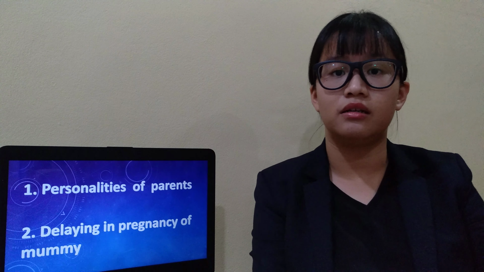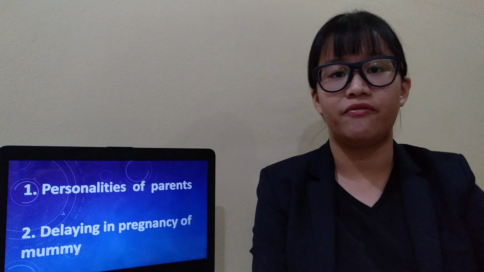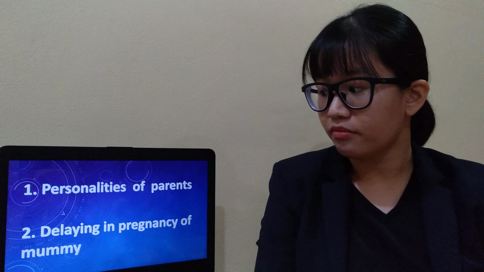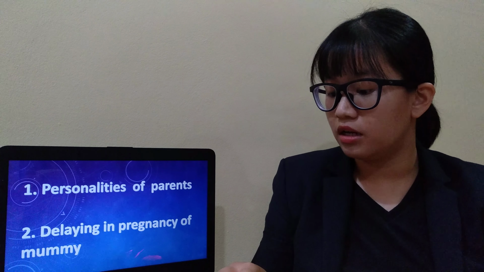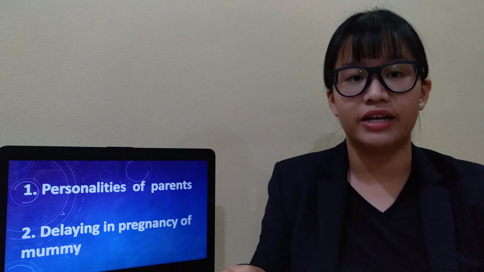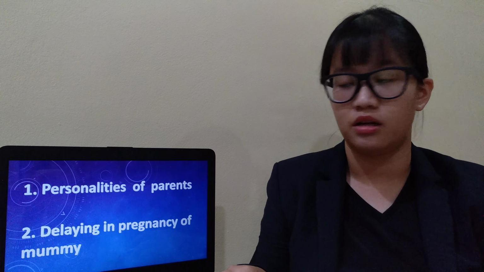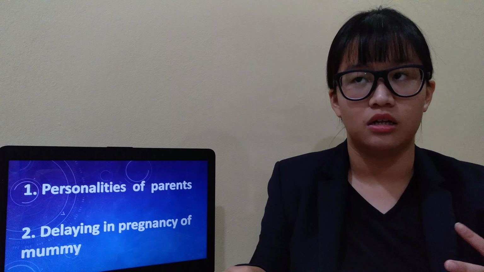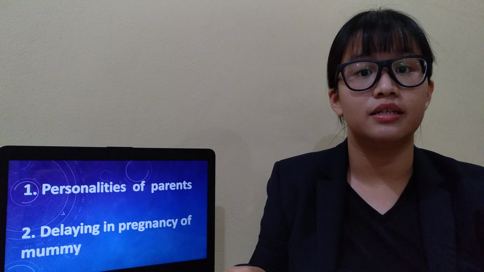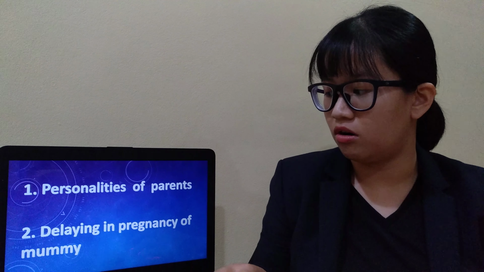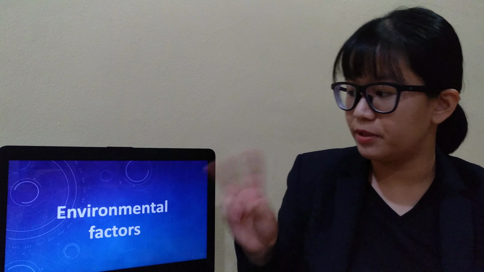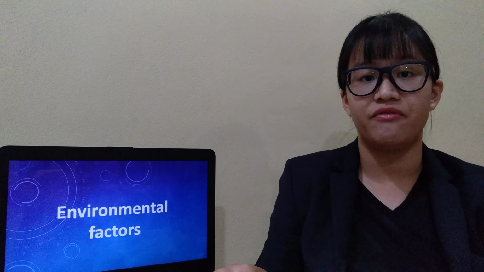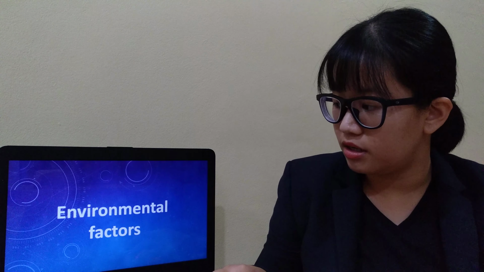Number two is the delay in pregnancy of the mother. A woman past the age of 35 will have a lot of uncertainty in her egg during ovulation. So an abnormal chromosome will occur in the fetal development of the child and cause a genetic disorder, which is Down syndrome maybe.